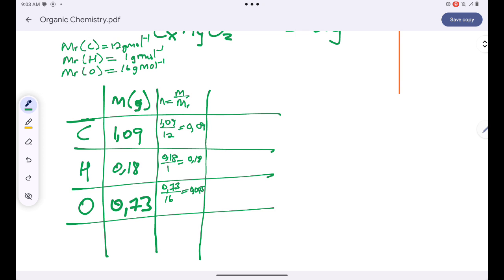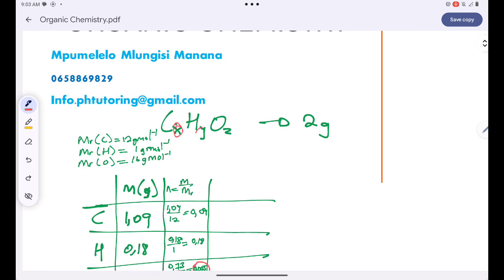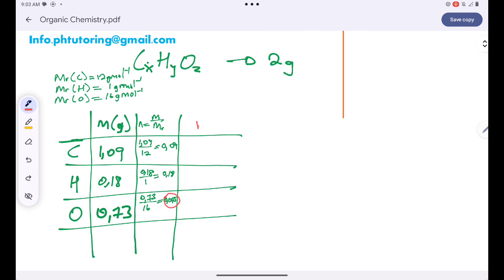After doing this, guys, I must check which one has the smallest number of moles. I can see that my oxygen has the smallest number of moles. So for me to be able to find the subscripts for my empirical formula, I just need to find the ratio. I'll divide each and every number of moles by the smallest number of moles.